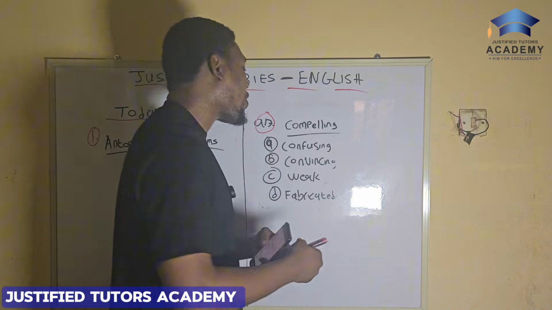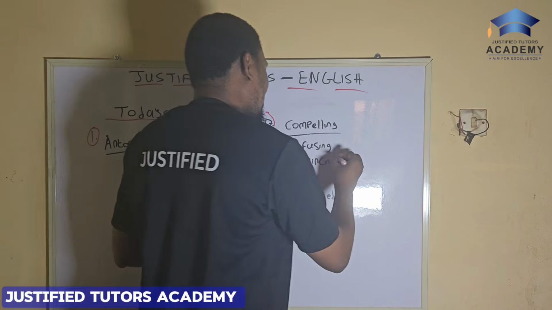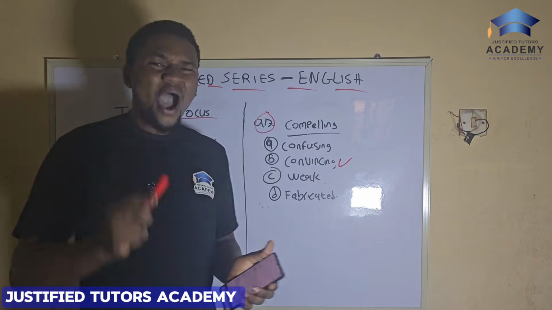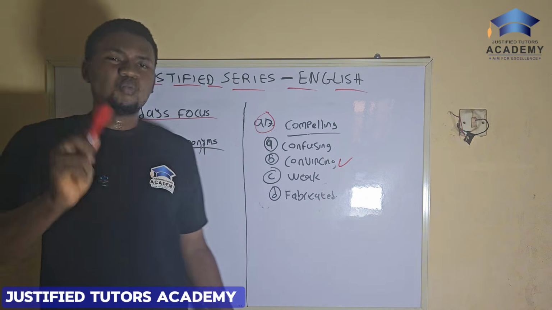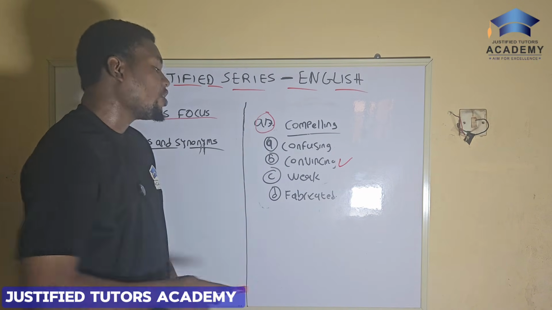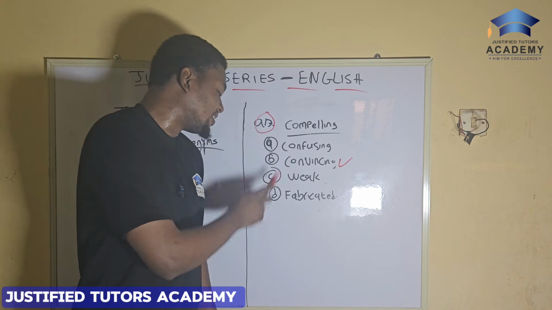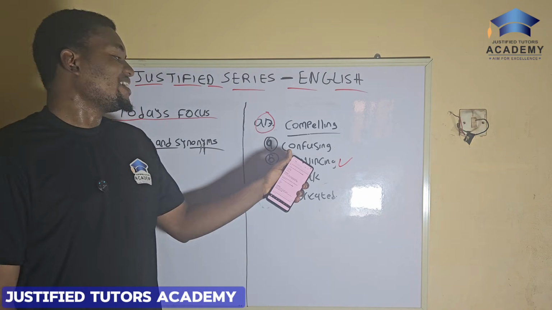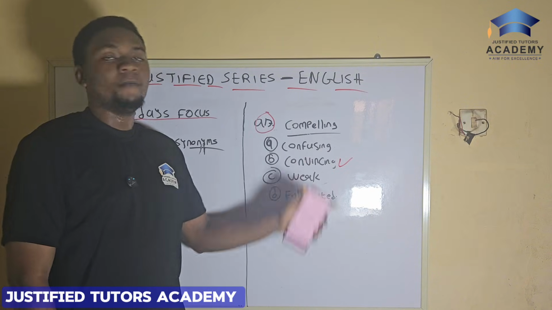All right, so now the correct answer to the question is what? It is B. Now, you'll be asking yourself, why is it not A? Why is it not C? Why is it not D? Why is it B? It's because B is the nearest meaning to the word compelling.